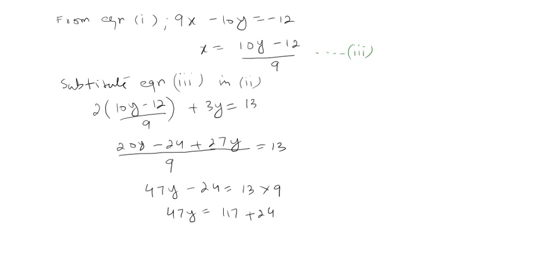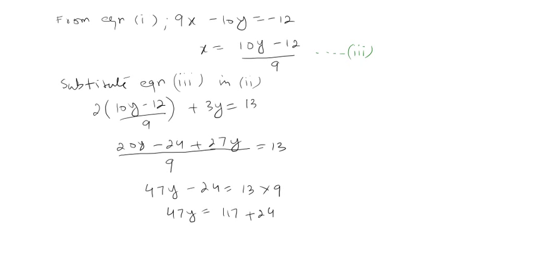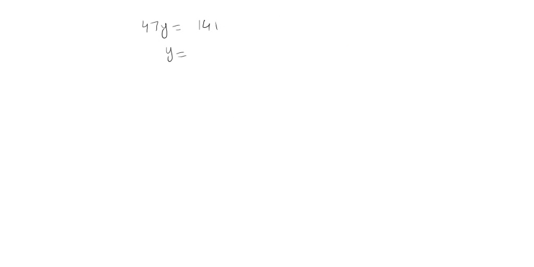So we have here 47y equals 141. So y is equal to 141 upon 47, and 47 threes are 141. So we can say y is equal to 3, and this we will take as fourth equation, and we'll put this in third.